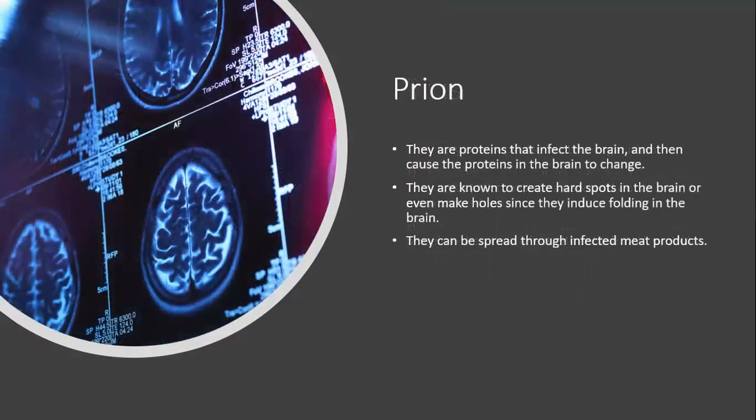So next up are prions. They are proteins that infect the brain, and then they cause the proteins in the brain to change. They are known to create hard spots in the brain or even make holes, since the prions induce folding inside of the brain. So as you can imagine, this would not be good for humans, since we all need our brains to function. Same with any other organisms. And they are most commonly known to be spread through infected meat products.